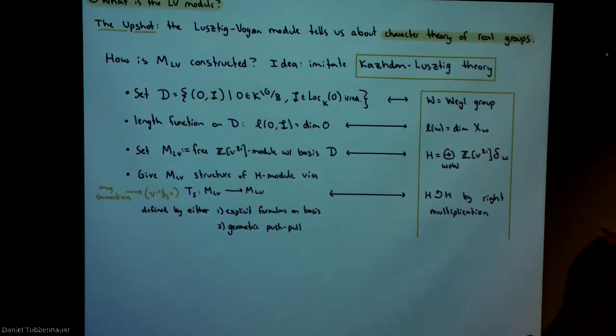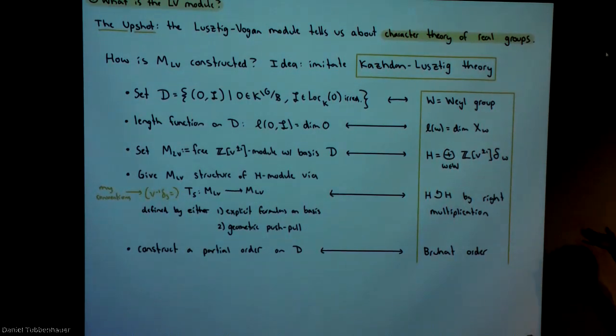To imitate this, we need to take our free module and give it an action of the Hecke algebra. And we can do this in two ways. We can either do it explicitly in terms of formulas, which I won't write down for you because they're not especially enlightening, but there are different types of orbits, and for each type, we can list how the Hecke algebra acts on those certain parameters. Or we can do a geometric construction and give an action in terms of push-pull functors. So we'll see a bit more of that later.